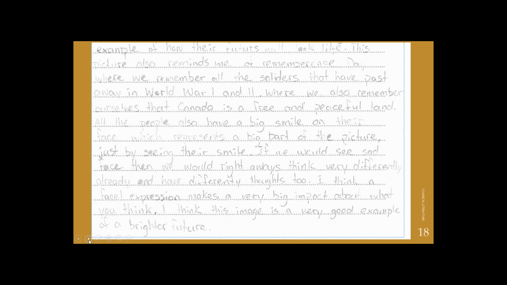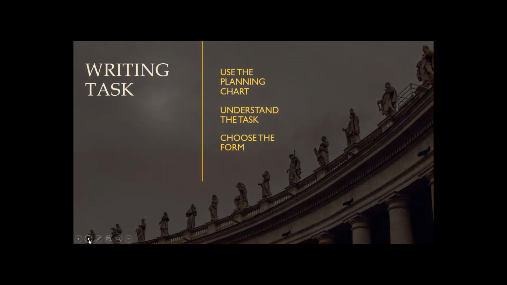I think this image is a very good example of a brighter future. So again, this one was leveled a 5 out of 5, and it's all about making those connections, right? Connecting what you see in the visual to the message. You'll also notice they don't take marks off for spelling and grammar in the reading response. Lots of these have terrible grammar and spelling, but they don't lose marks for that. So that's the reading response, and that's worth 35 marks in total.